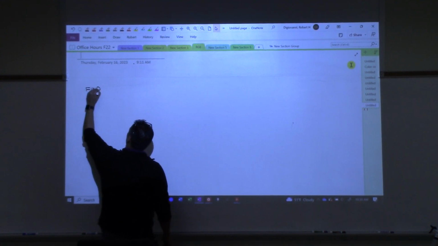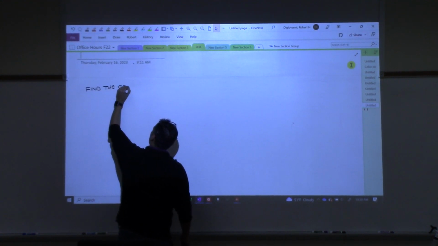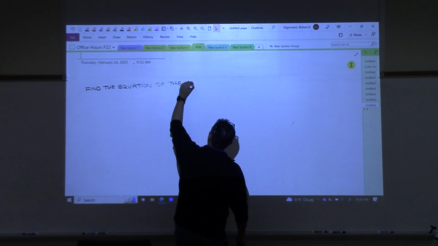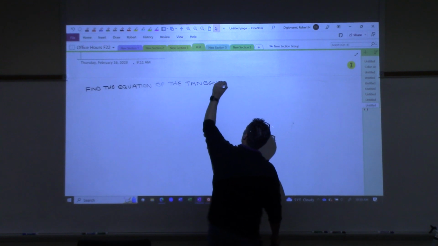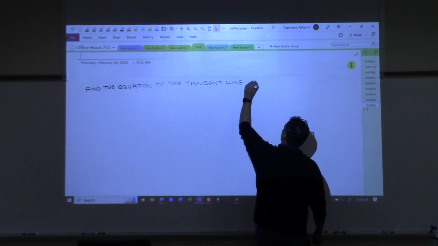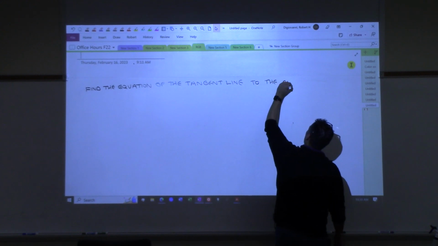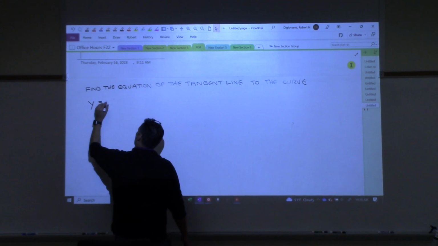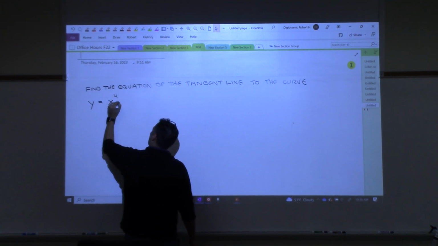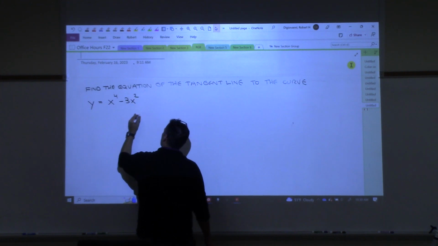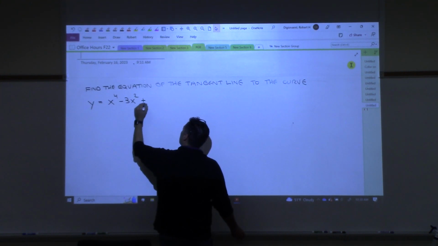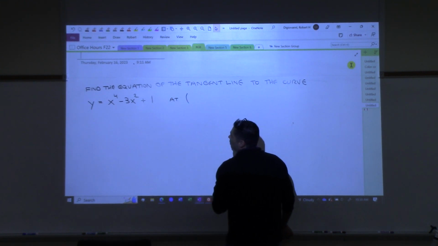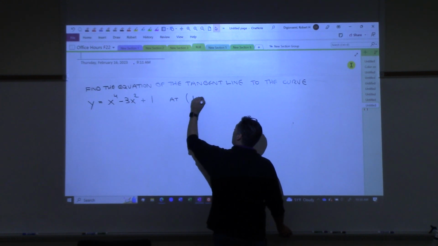Find the equation of the tangent line to the curve y equals x to the 4th minus 3x squared plus 1 at the point 1, negative 1.